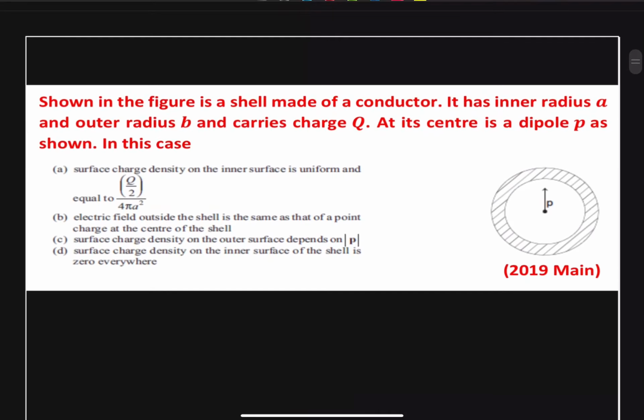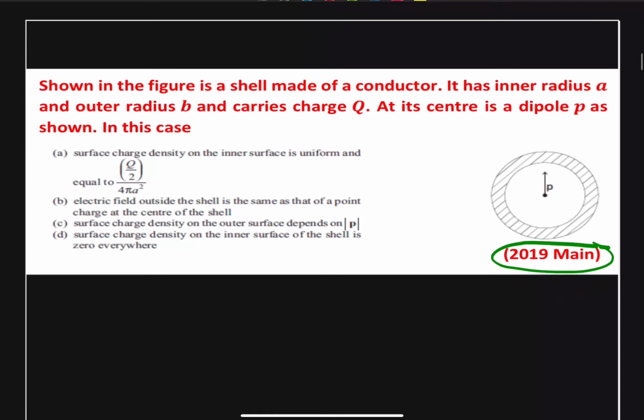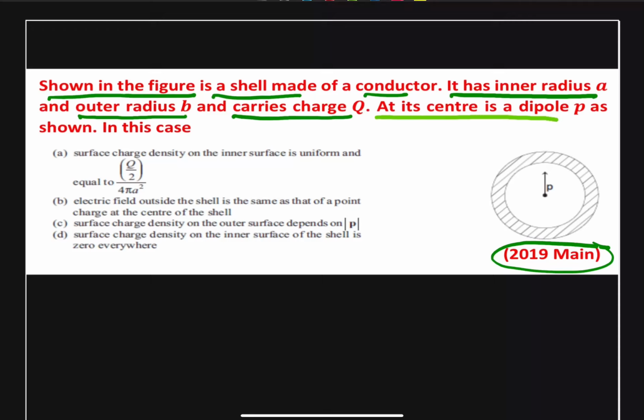It was asked in the 2019 mains, and it states that shown in the figure is a shell made of conductor. It has an inner radius A and outer radius B, carries a charge Q. At its center is a dipole P as shown. In this case, we have to find out various things, and there are three options related with surface charge density, and one is for electric field.